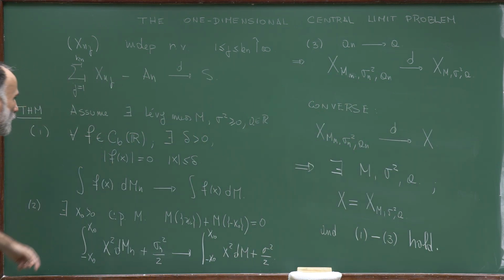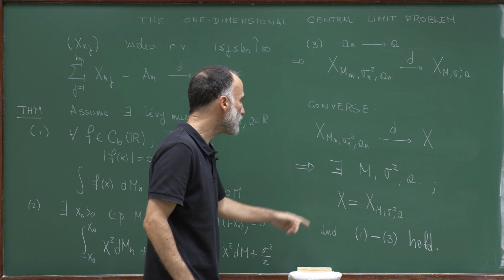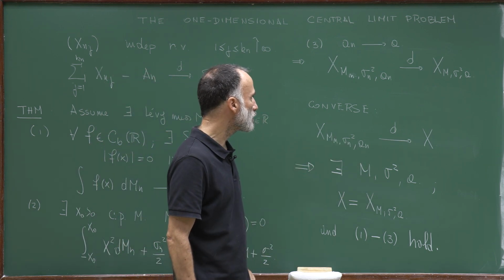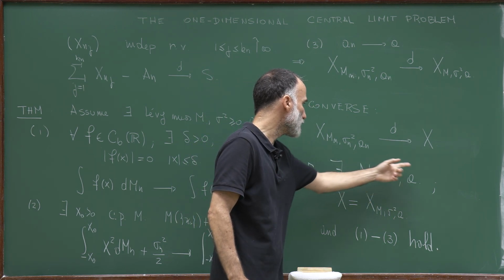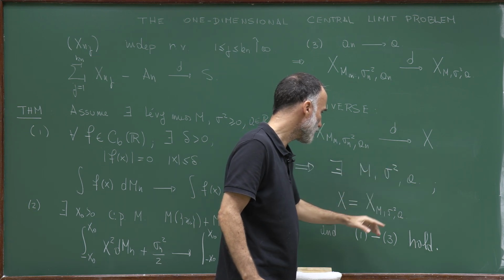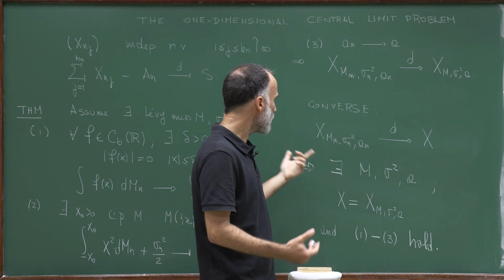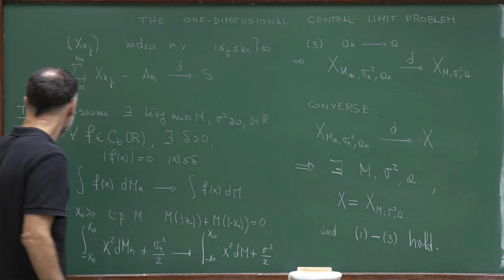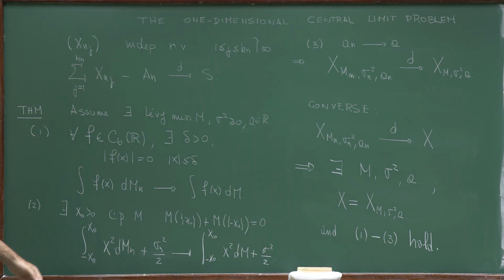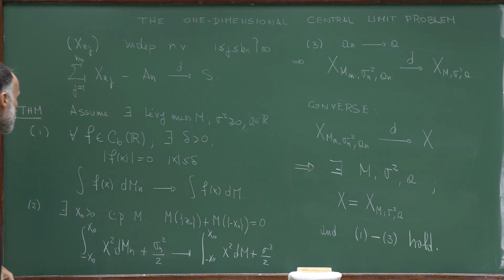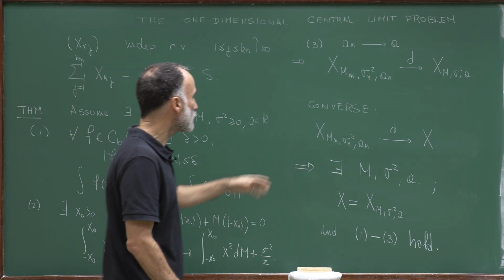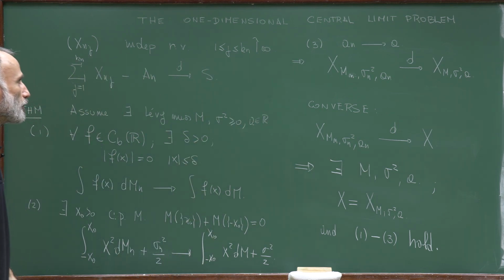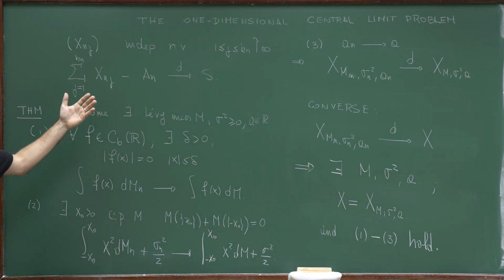So these conditions are not only sufficient for the convergence, but they are also necessary, because if this sequence converges in distribution to some law, then there exists a triple M, sigma square, A, such that this law is the law corresponding to this triple, and moreover, conditions 1, 2, and 3 are satisfied. So the lecture today will be concentrated on the proof of this theorem. We will start by proving the converse, and then we'll go to the first statement.